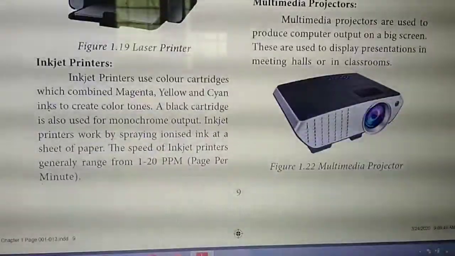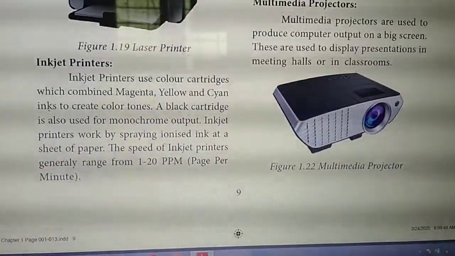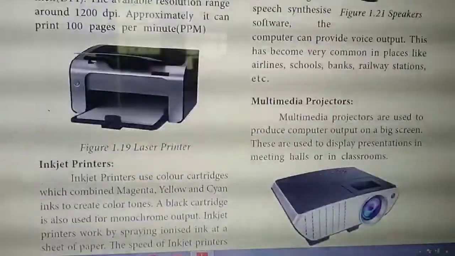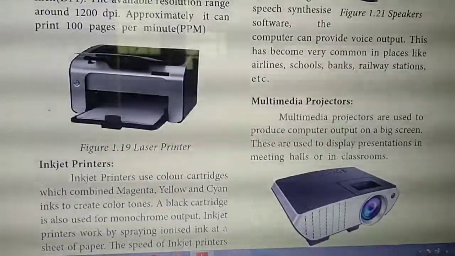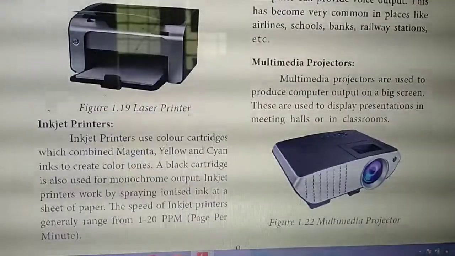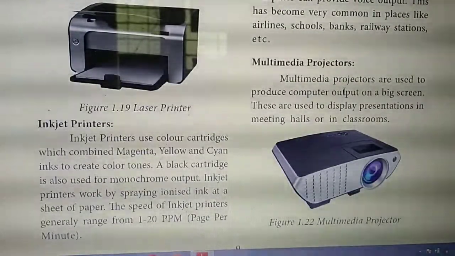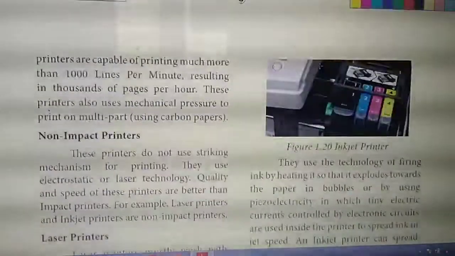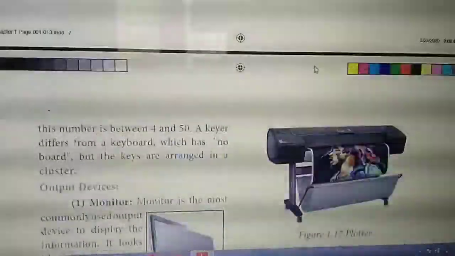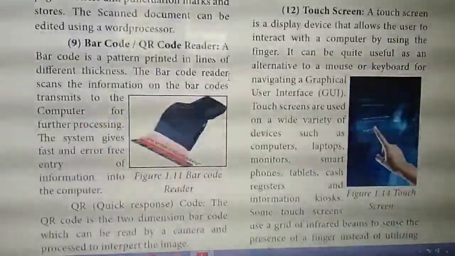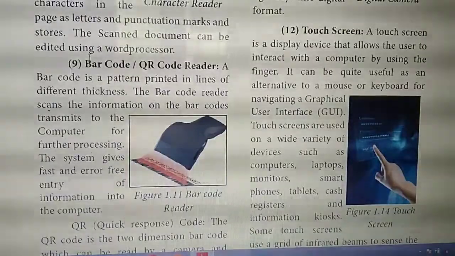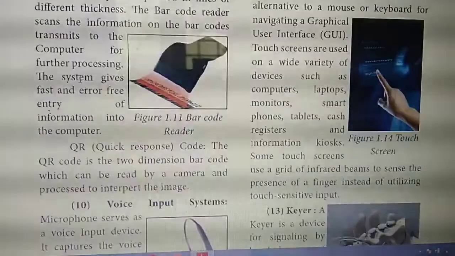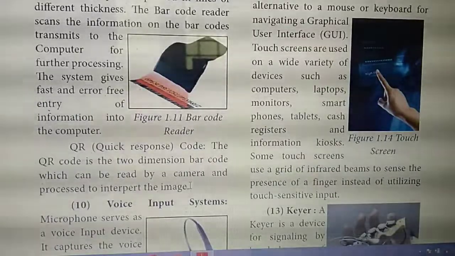Then multimedia projector, this one, only these 3 lines. If possible, draw the diagram, otherwise leave it. Multimedia projector, page number 9, the same page, this paragraph. Then barcode and QR reader, page number 7, starting from here to before the voice input system.